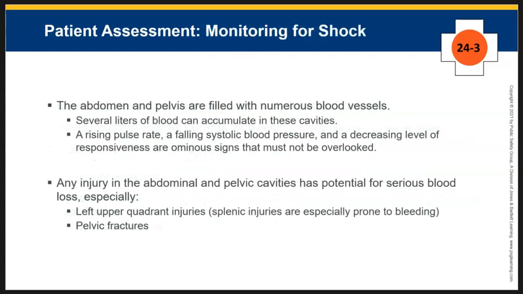Always consider the possibility of shock because these regions of the body are highly vascular and several liters of blood can accumulate, especially in the pelvis, resulting in hypovolemic shock. If you see falling systolic blood pressure and a decreasing level of responsiveness alongside possibly tachycardia, consider the possibility of shock. Any injury in these two cavities has the potential for serious blood loss, especially left upper quadrant injuries, the location of the spleen.